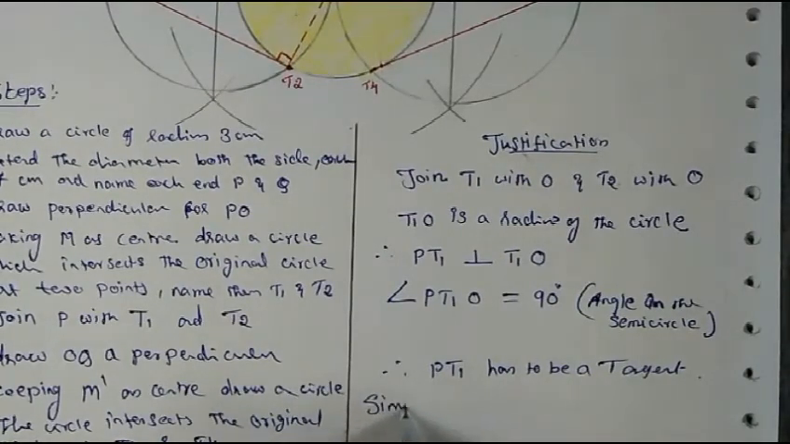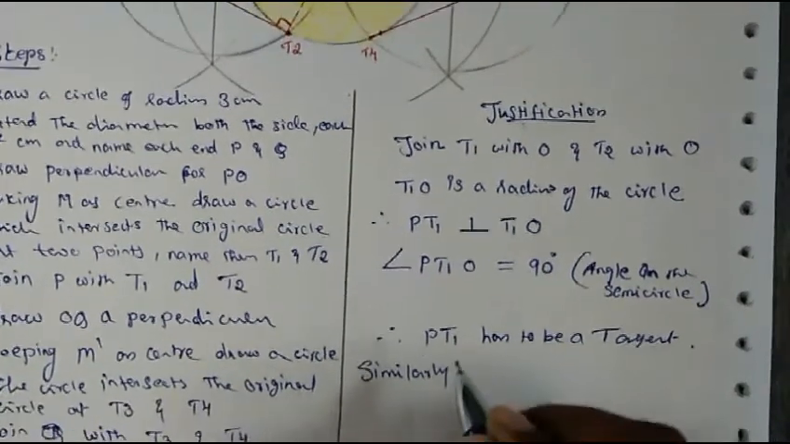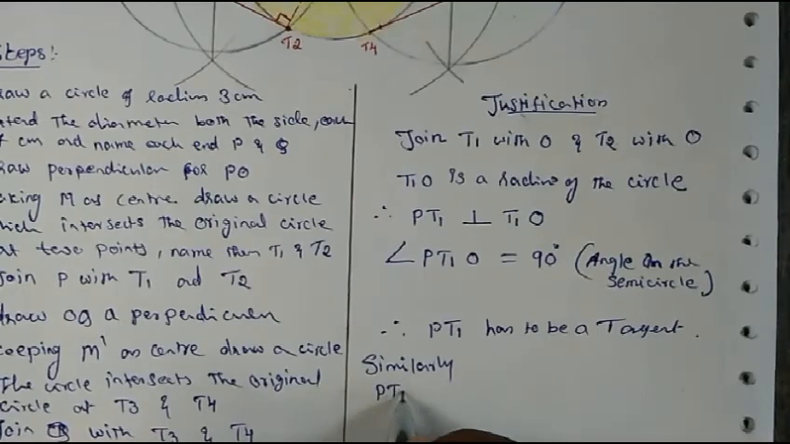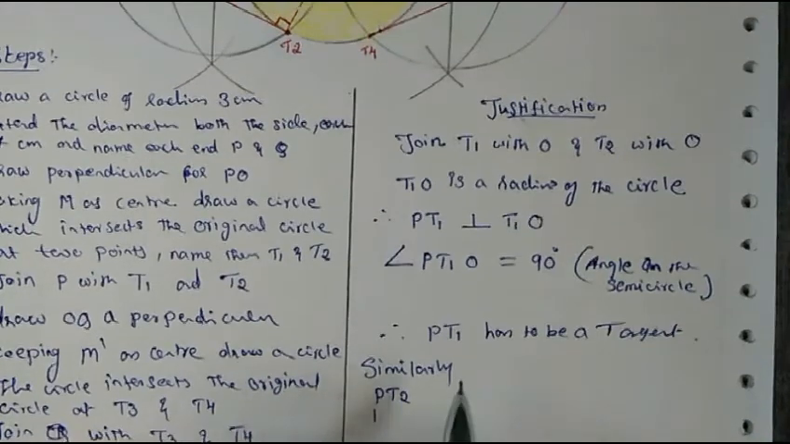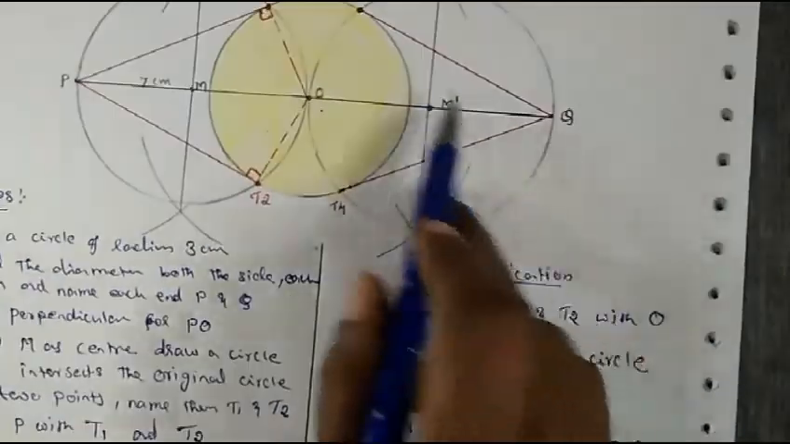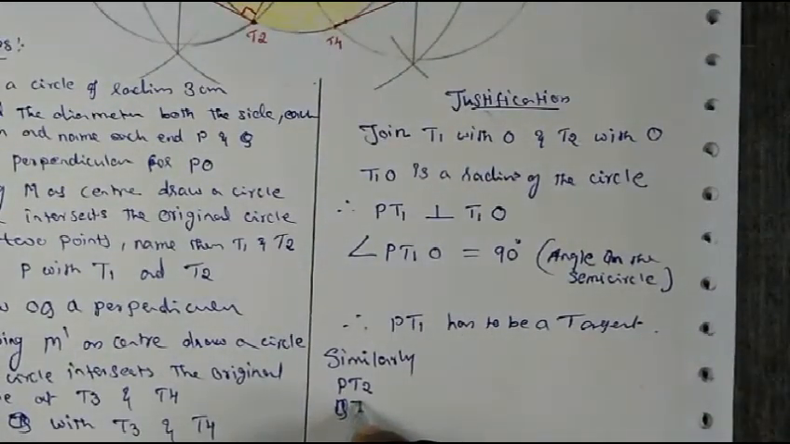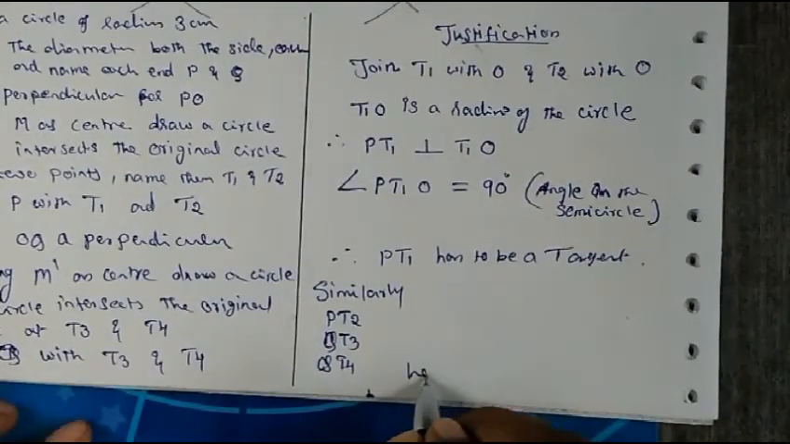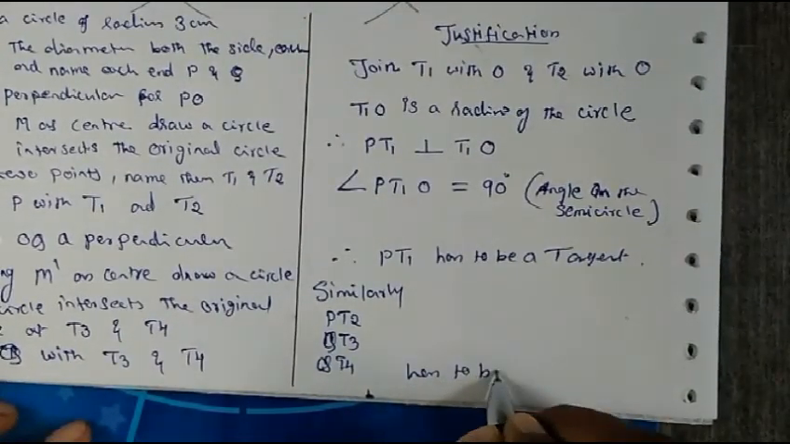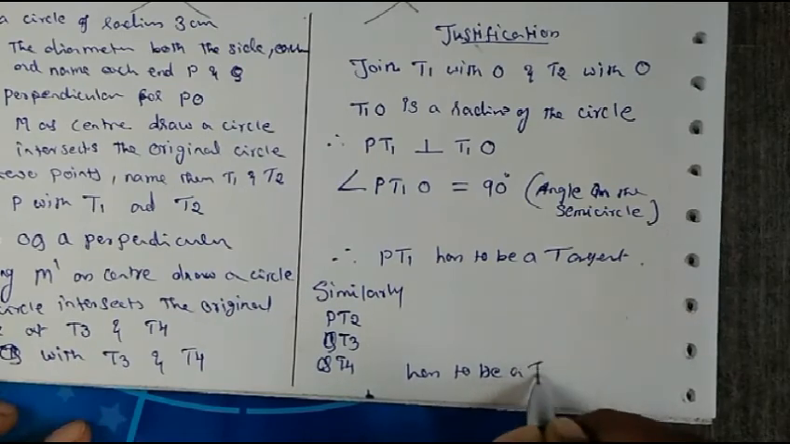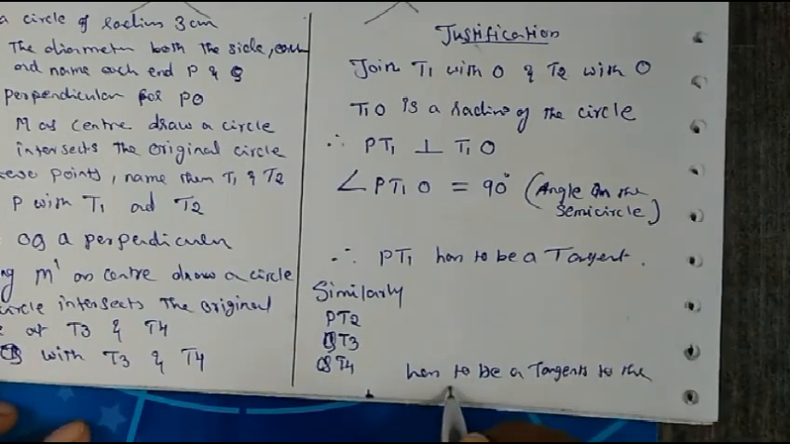Similarly, you can say PT2, then you have QT3 and QT4 have to be tangents to the circle.